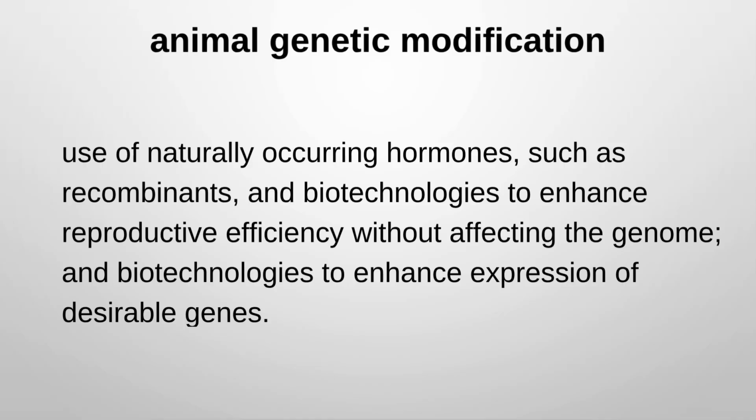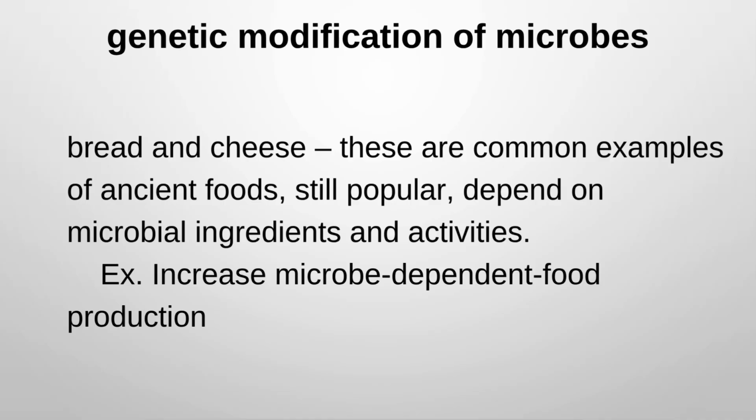Next, we have animal genetic modification. They use naturally occurring hormones such as recombinants and biotechnologies to enhance reproductive efficiency without affecting the genome, and biotechnologies to enhance expression of desirable genes. Modern breeds of livestock differ dramatically from their ancestors as a result of breeding strategies.